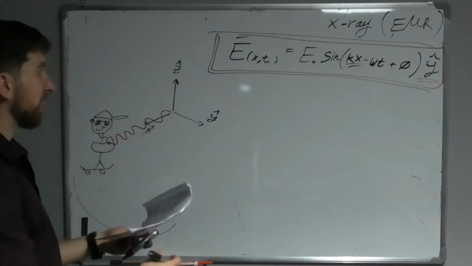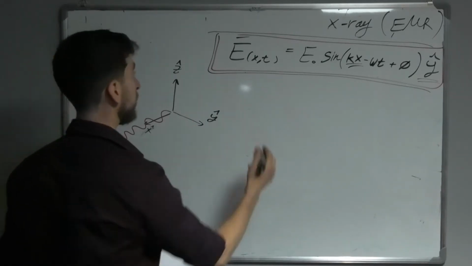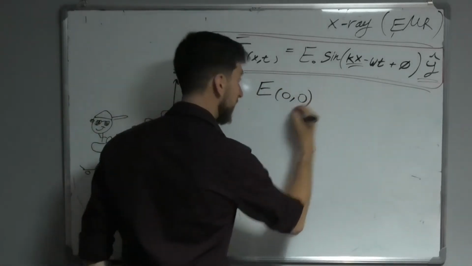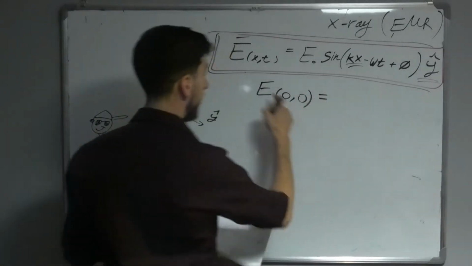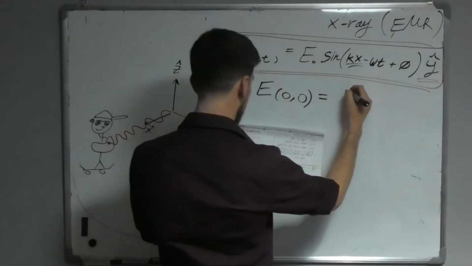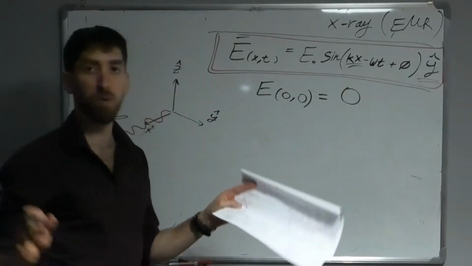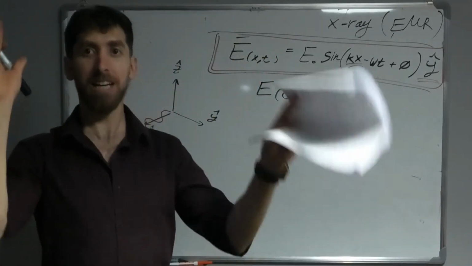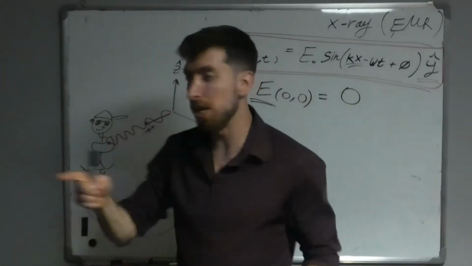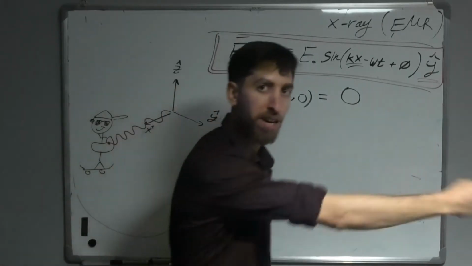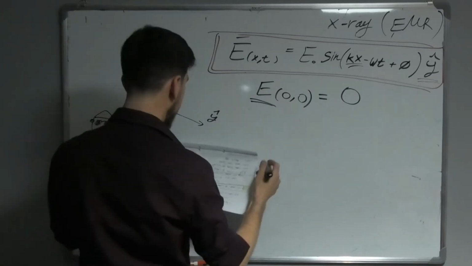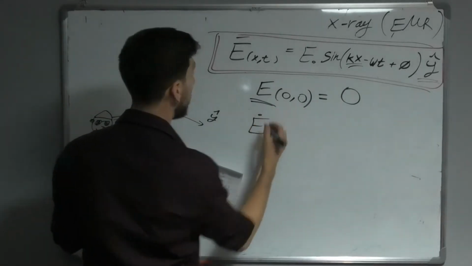And there are two things that are given in the question. The first thing is that at location 0, at time 0, the electric field is equal to 0, okay? It starts from nothing, and then it pops up. But my question to you is, what is the direction of the electric field? Is it pointing in the y direction, or is it pointing in the minus y direction? You can understand that from the derivative.